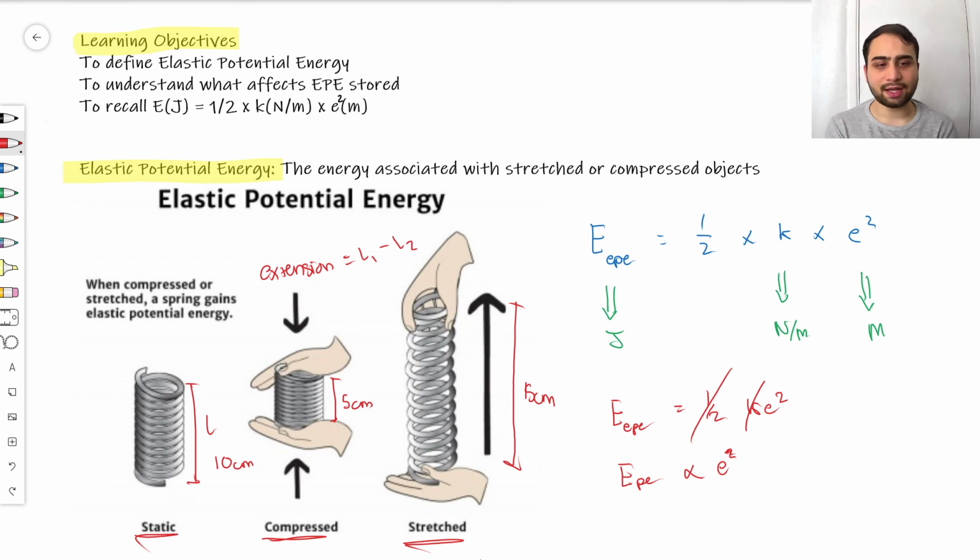So now let's have a look at E is equal to a half k e squared again. Now let's have a look at a constant extension for two different springs with different spring constants. Well, that's just a directly proportional relationship. So if I double my spring constant, I get double the energy out. Now you understand what the definition of elastic potential energy is, and what affects the elastic potential energy stored.